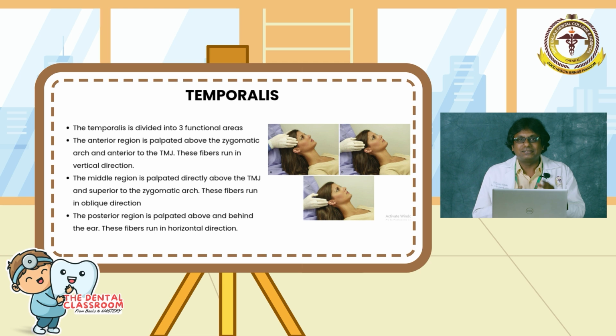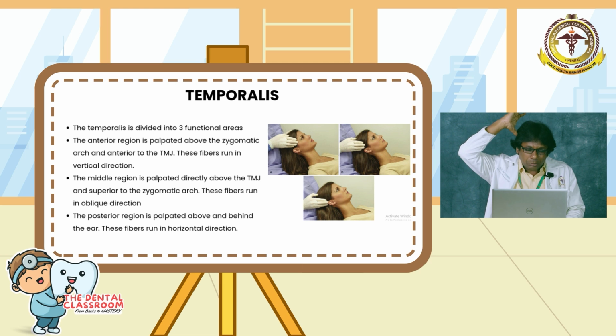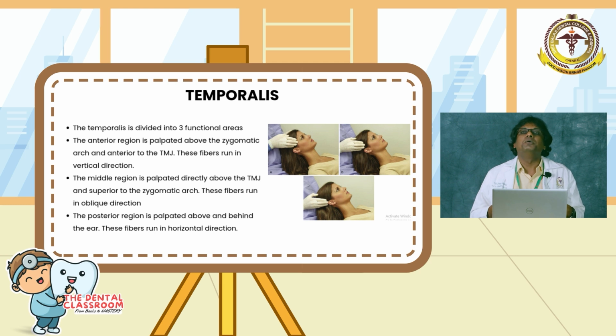So clinically there are three different fibers of temporalis. You place your hand above and in front of the ear for the anterior fibers. Ask the patient to clench the teeth. Above the ears you can palpate for the middle fibers, and above and behind you can palpate for the posterior fibers.